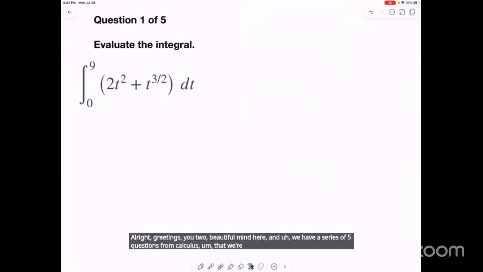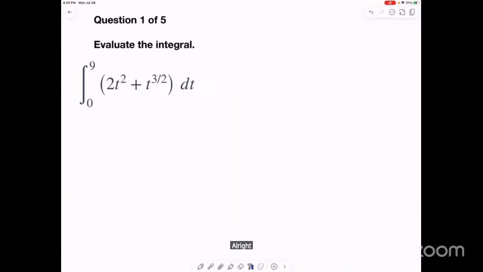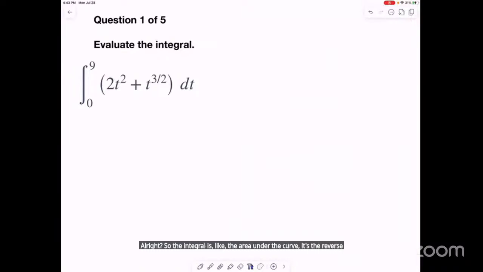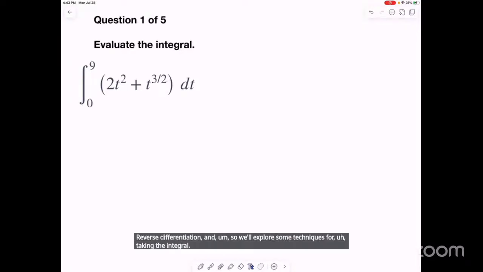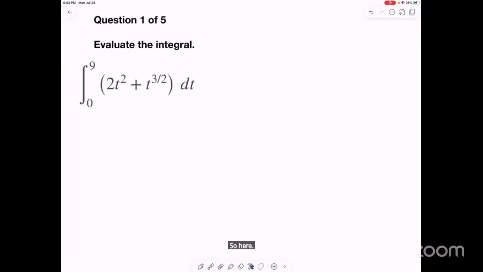It looks like they're pretty much involving the integral, right? So the integral is like the area under the curve. I like to think of it as reverse differentiation, and so we'll explore some techniques for taking the integral. So here we actually evaluate the integral.